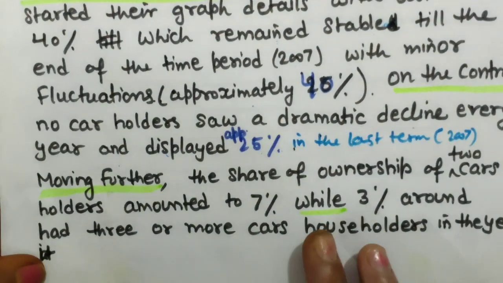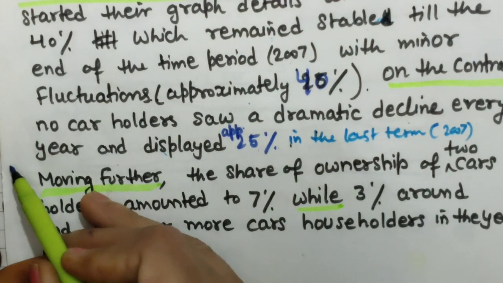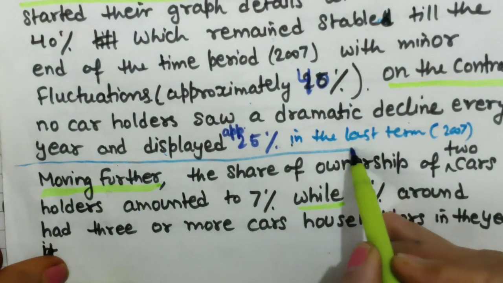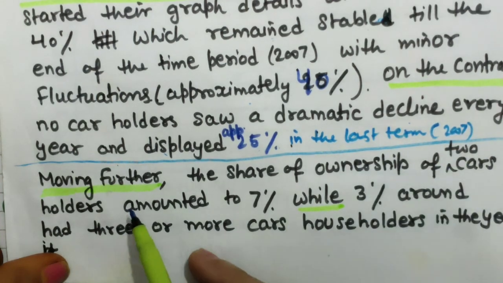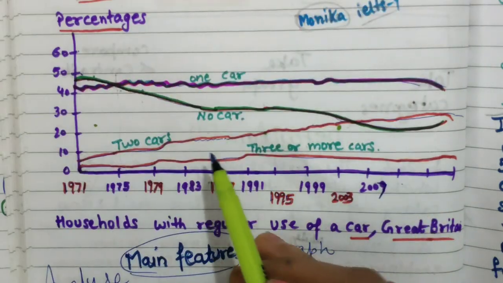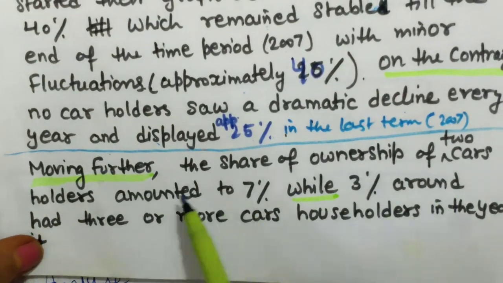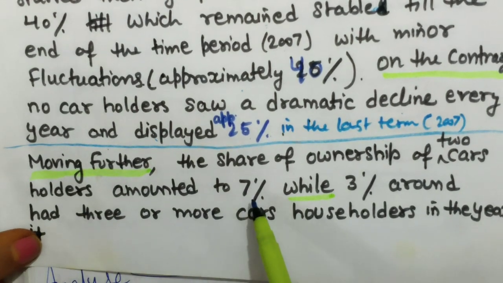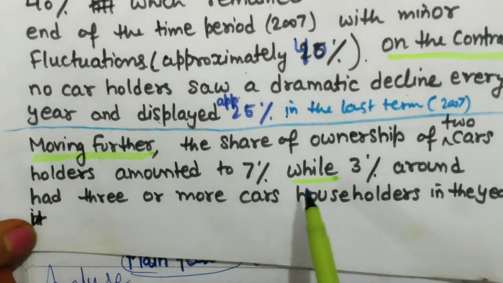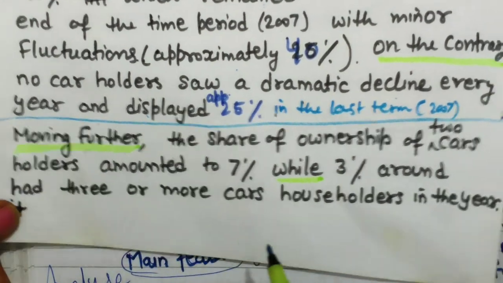Okay, now next paragraph, this is my next paragraph. So you can do it like this, so that you will understand more. Moving further, the share of ownership of two cars. Now I am going to talk about two car holders. Moving further, the ownership of two car holders amounted to 7%, while around 3% had three or more cars in the year 2007.